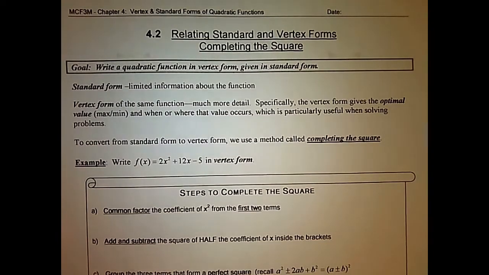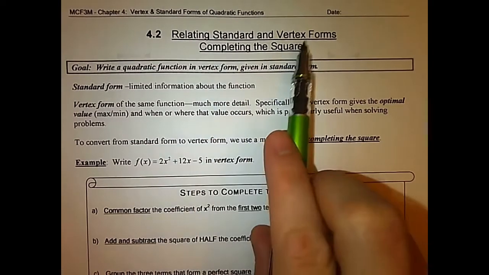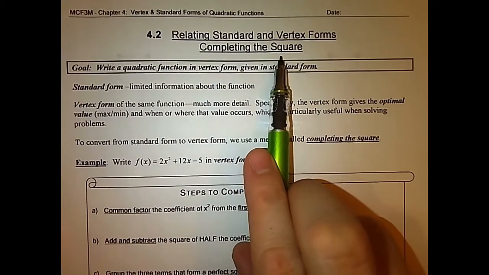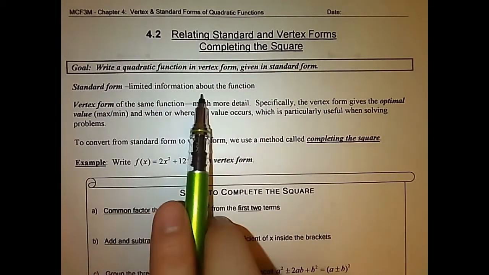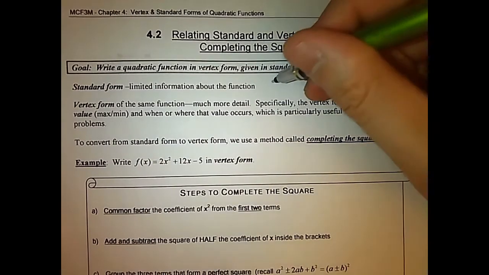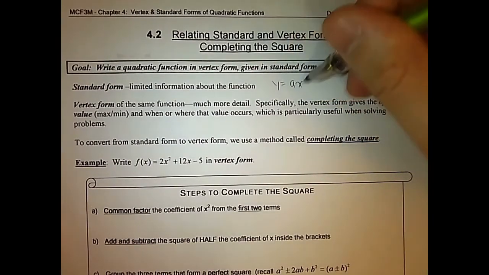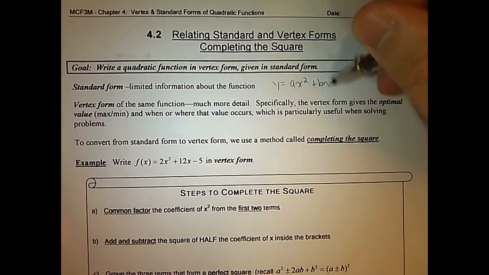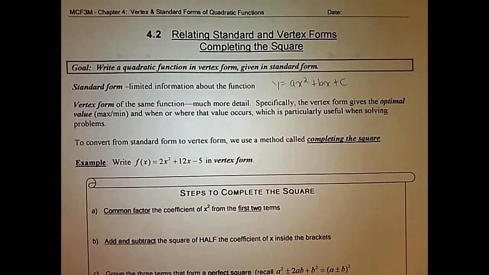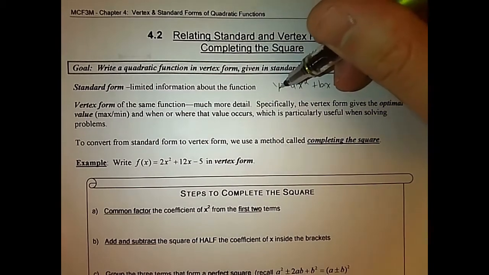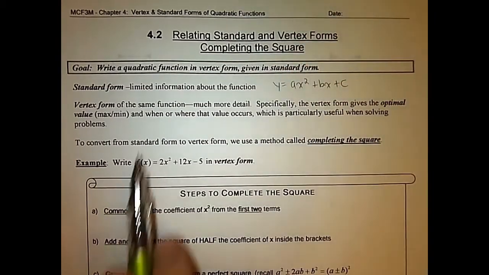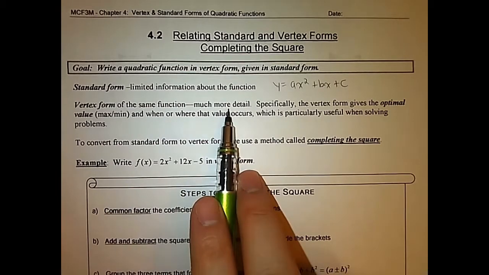Hi everybody, here's going to be your note for 4.2 relating standard and vertex forms, and we're going to go from standard to vertex forms by completing the square. So standard form, like we learned in 4.1, has very limited information about the function. Remember, our standard form is this: ax squared plus bx plus c. You can only really know so much from just the standard form equation, but then we learn from our vertex form of the same function, there's much more detail.